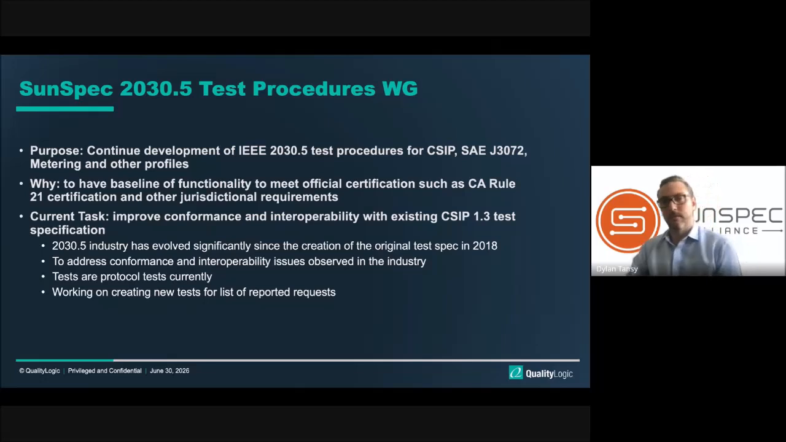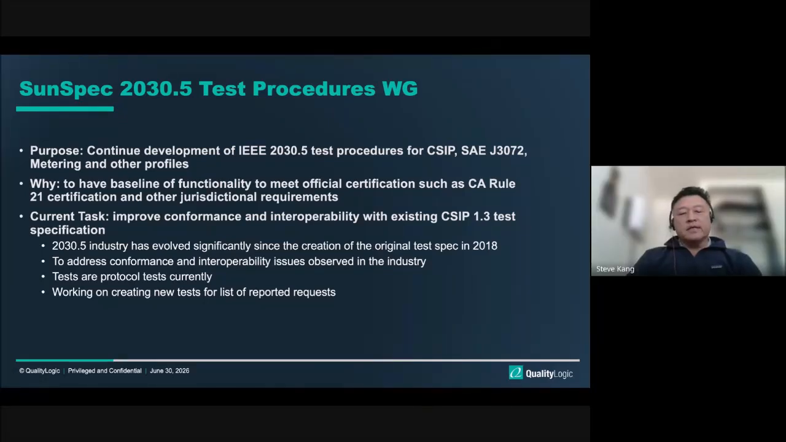All right, thank you, Dylan. Thank you for the introduction. As Dylan mentioned, the SunSpec test procedure has been the official certification test cases and certification program that has served the California Rule 21-based CSIP program since 2018. And now 8 years since then, lots of OEMs have been certified through the program and through the test procedure as well. So what we're currently doing is the test procedure working group is continuing to update the current test procedure to improve and add on interoperability and additional conformance tests.